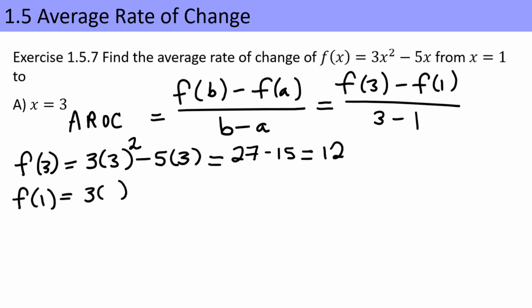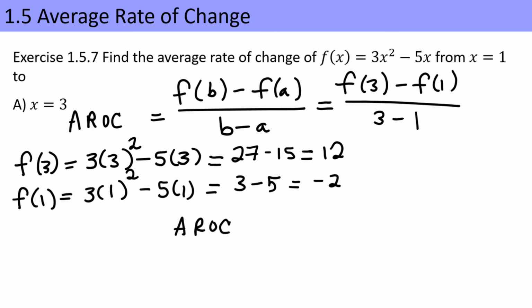That'll be 3 times, and for the x, put in 1, so 1 squared minus 5 times 1. This simplifies to 3 minus 5, which is negative 2. Now let's put this all together. So for the average rate of change, for f of 3, we'll replace that with 12 minus, for f of 1, we will replace that with negative 2, divided by 3 minus 1.